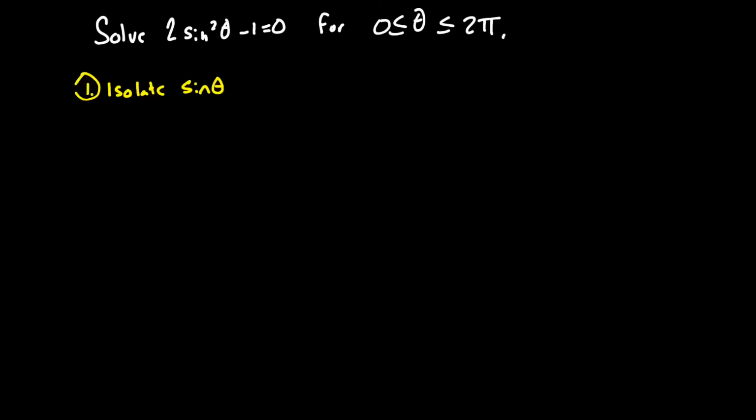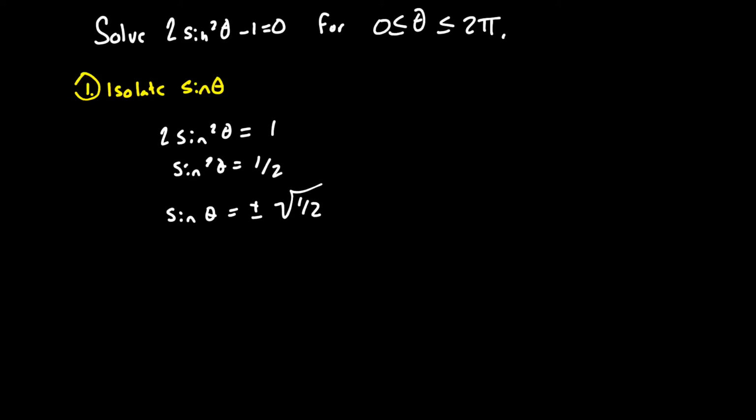To do so, add 1 to both sides, and we'll get 2 sine squared theta is equal to 1. Now divide both sides by 2. We'll get sine squared theta is equal to 1/2. Now take the square root of both sides, and we're left with sine theta is equal to plus or minus square root of 1 divided by 2. Simplifying this, we get plus or minus 1 divided by the square root of 2, which is equal to plus or minus square root of 2 divided by 2.